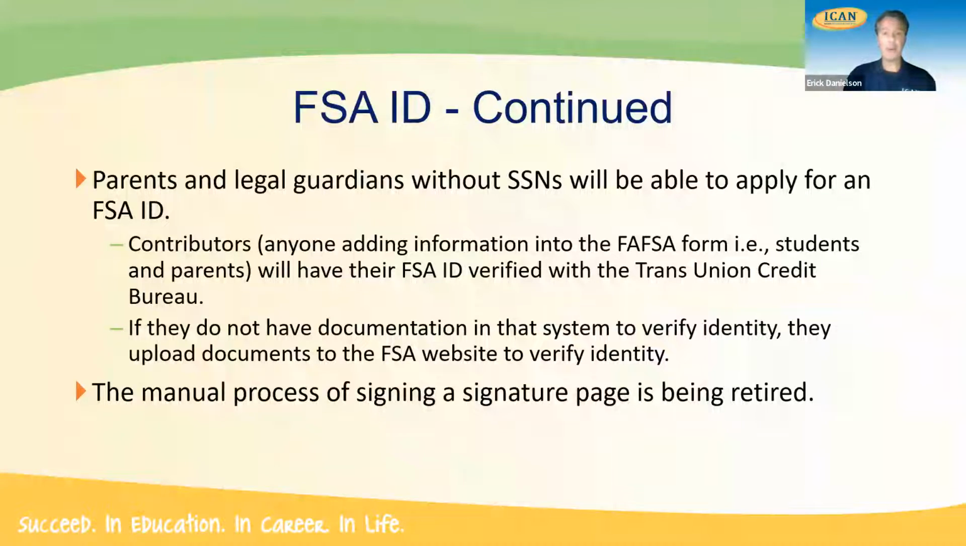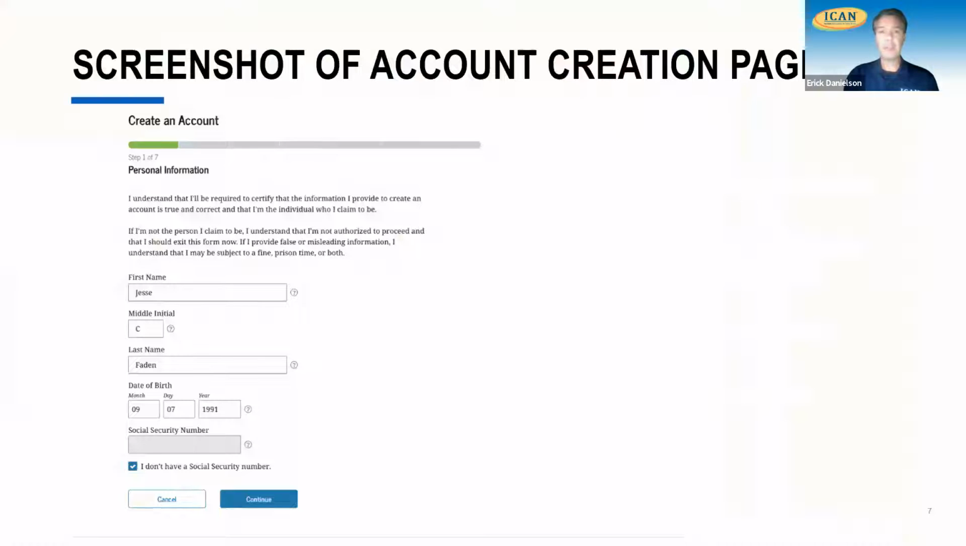And the manual process of signing a signature page after you complete the rest of the form online is being retired. That is not going to be available for the 24-25 form. So even though paper copies will be available to mail in and sign, there will not be a signature page in this way when doing it online. FSA IDs will need to be created.